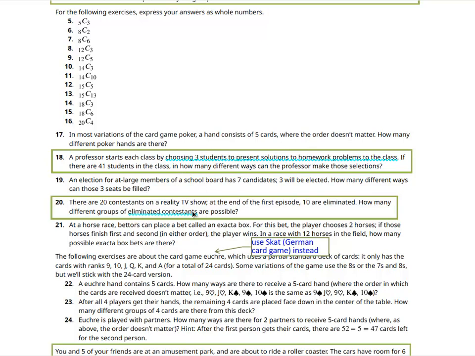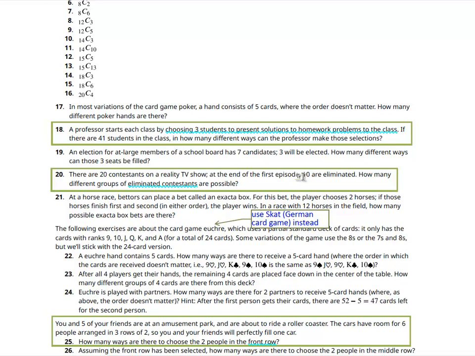The eliminated contestants, 10 of them are eliminated. How many of these combinations are possible? Well, it doesn't matter in which order they are eliminated, unless you want to keep track of it. But other than that, they're all just eliminated, so it doesn't matter.